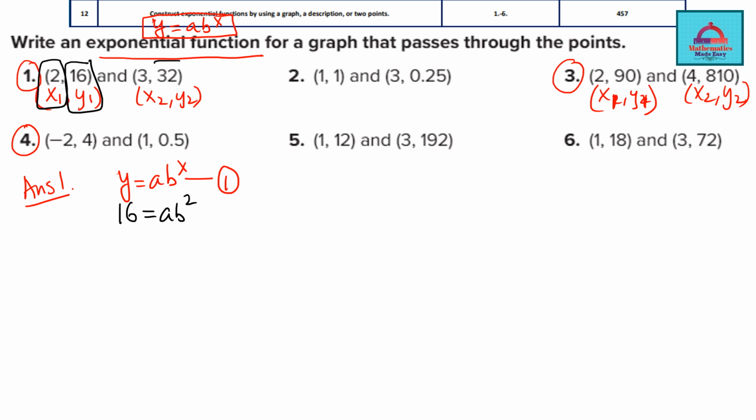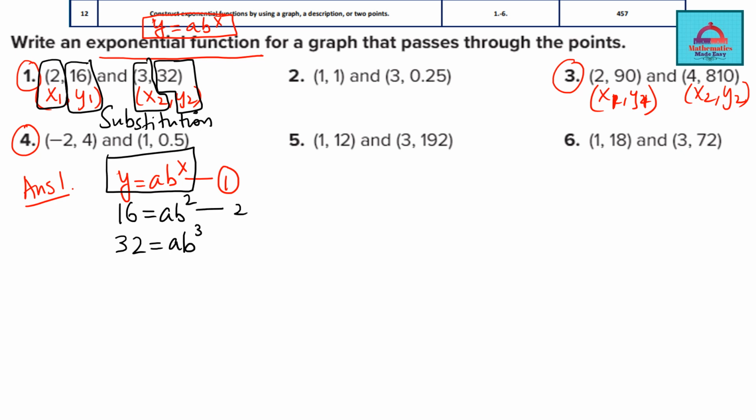Similarly, I put next y2 as this and this. So always you will use the method of substitution, where you put the values of x and y in the given equation. This only equation you will use, and you will use substitution with it. Now I'm going to write the second equation also. 32 is equal to ab to the power this. So this is the second equation, this is the third equation.